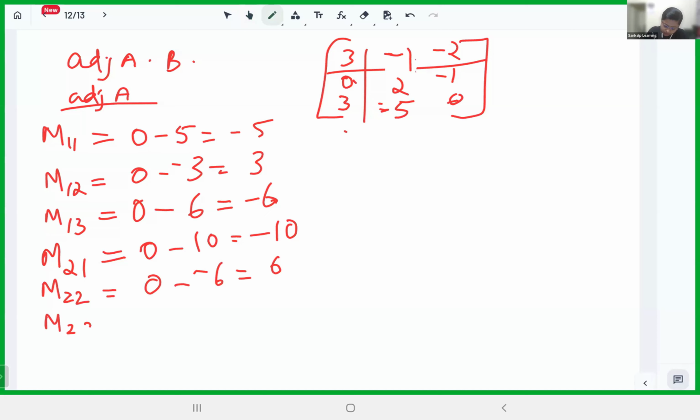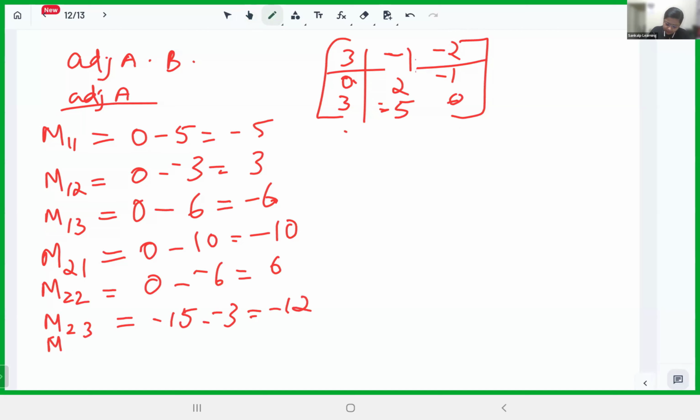Now, what about M23? M23 means the second row and third column. Okay, second row and third column. So 3 into minus 5 is minus 15 minus 3. Right, minus 15 plus 3. That is equal to minus 12.